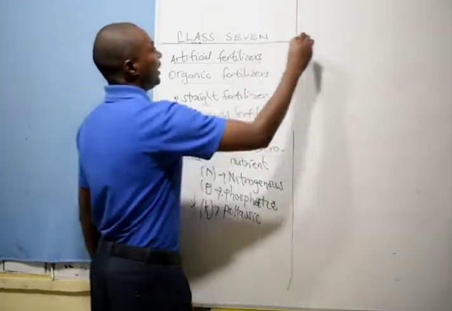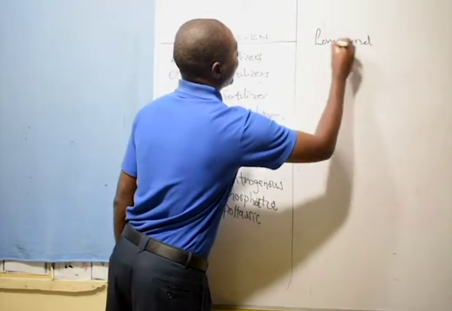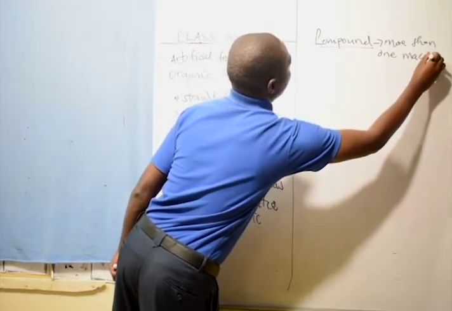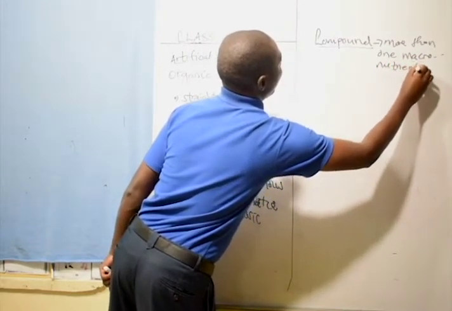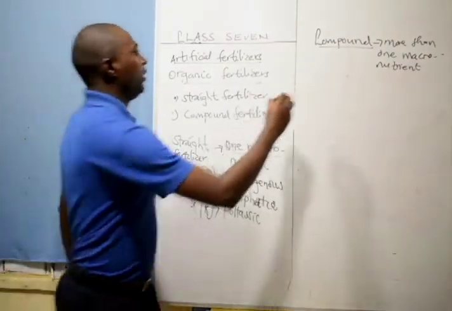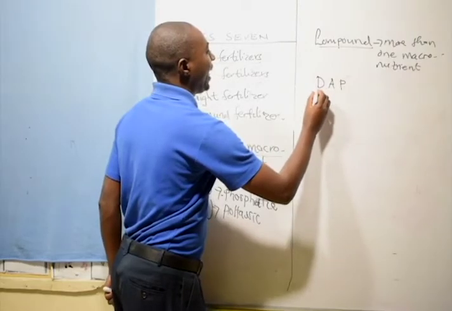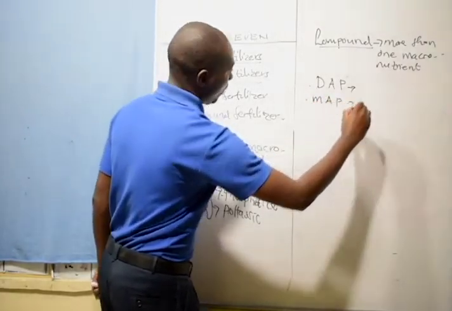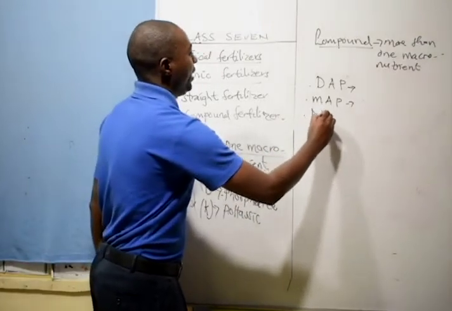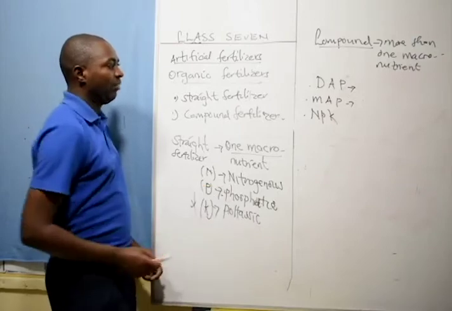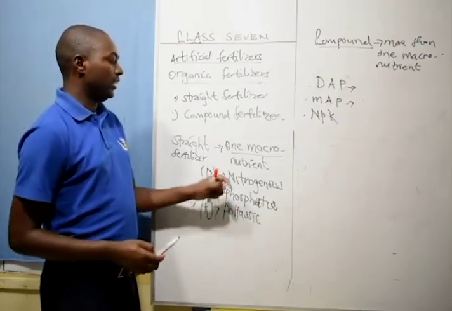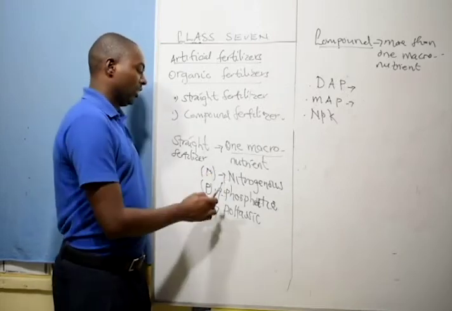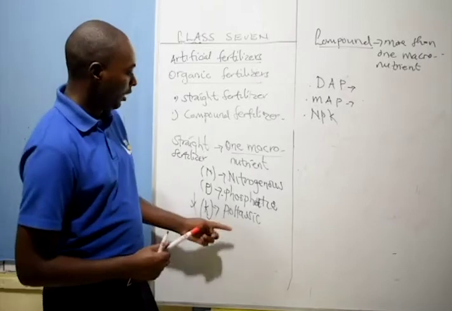Then we also have what we call the compound fertilizers. Compound fertilizers contain more than one macronutrient. They can have more than one. We have examples. We have the DAP, which stands for diammonium phosphate. We also have the MAP, which means the monoammonium phosphate. And we have the NPK, but at different percentages. There are those that make this one in 17-17-0, meaning 17% nitrogen, 17% phosphorus, 0 potassium. There is 20-20-20, 20% nitrogen, 20% phosphorus, 20% potassium.